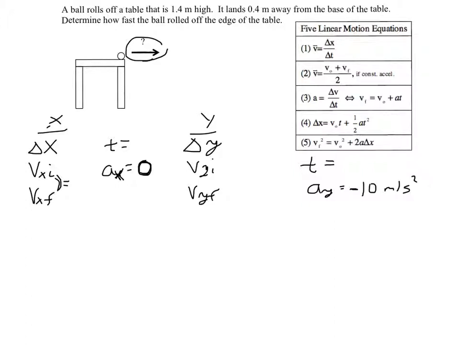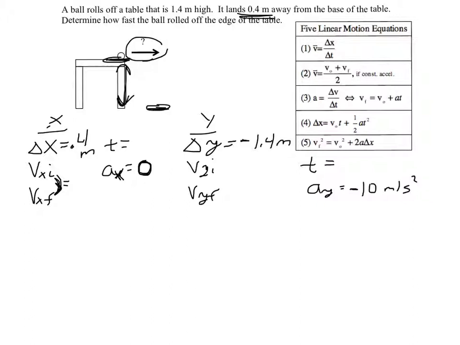Now what else do we know here? The ball is starting at the top of the table and landing on the floor. So its vertical position is changing by 1.4 meters. And again, just to try to be consistent, since it starts up here and lands here, I'm going to say it's negative 1.4 meters because it starts at a position and drops. So I know that. It lands 0.4 meters away, so that is delta x, 0.4 meters. And that is all I'm really given to start. And I'm trying to find out how fast the ball rolled off the edge of the table. So I'm looking for Vx.